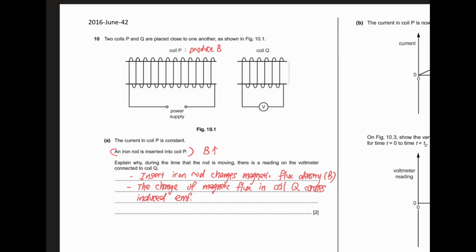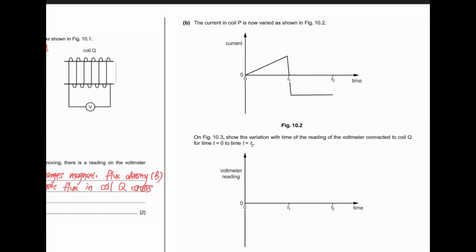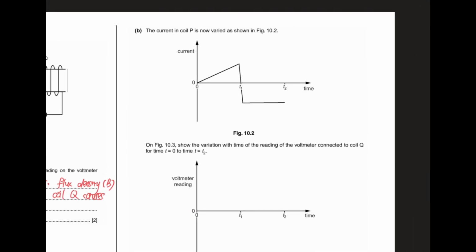Now let's move on to the other side. Part B. The current in coil P is now varied as shown in figure 10.2. So you see, you increase the current, increase the B, the electromagnet. Then after that, the current decreases, and then same.